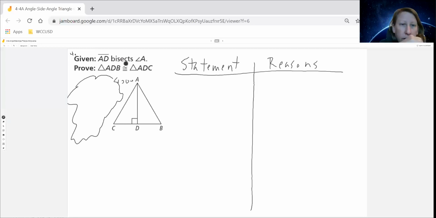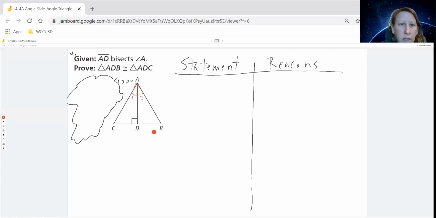This is just my thinking. Sometimes I use another color to mark my figure. So let's use red. If line segment AD bisects angle A, here's angle A right here, and if it cuts it in half, what does that mean? That means this half and this half get the same one little arc across them. And I'm going to be lazy and call this angle 1 and angle 2.